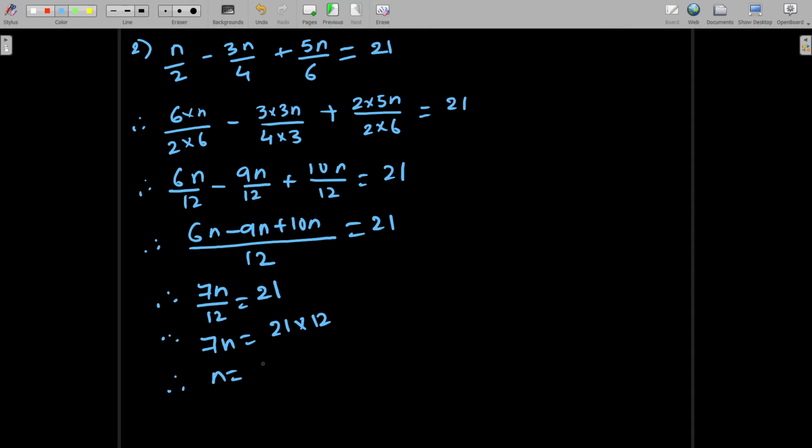Therefore, n is equal to how much? 12 into 21 divided by 7. 7 ones are 7, 7 threes are 21. Therefore, n is equal to how much? 12 into 3 is 36. Right? So, this is how we need to solve the example. Got it? Now, we'll see another example, the third one, which is a little bit again different.